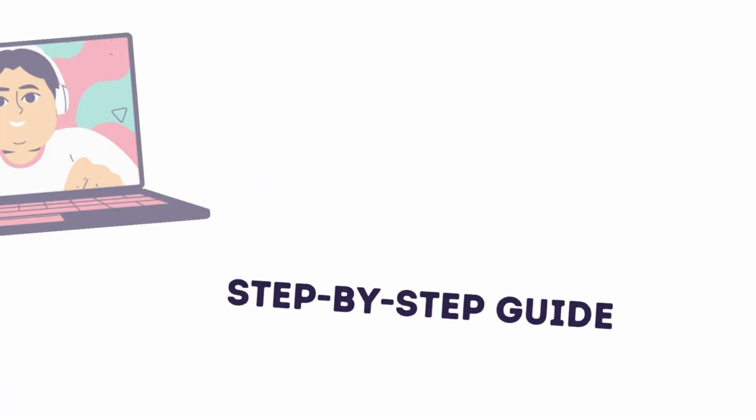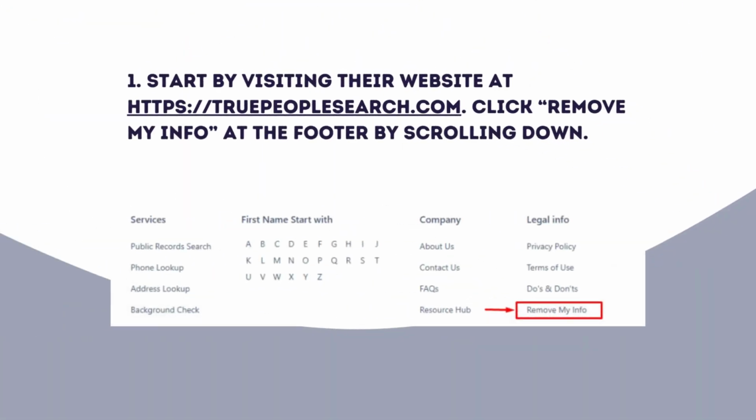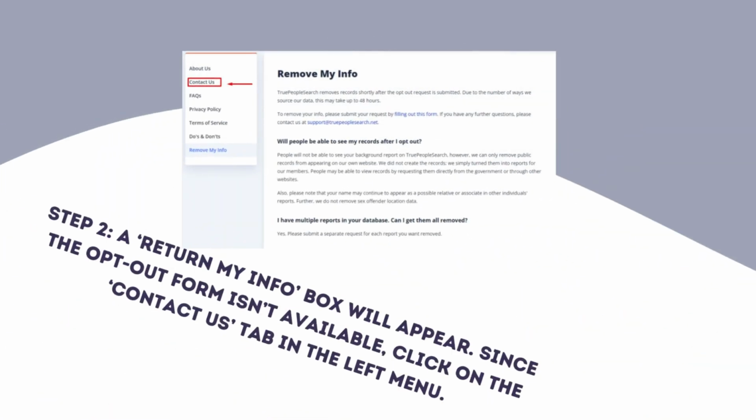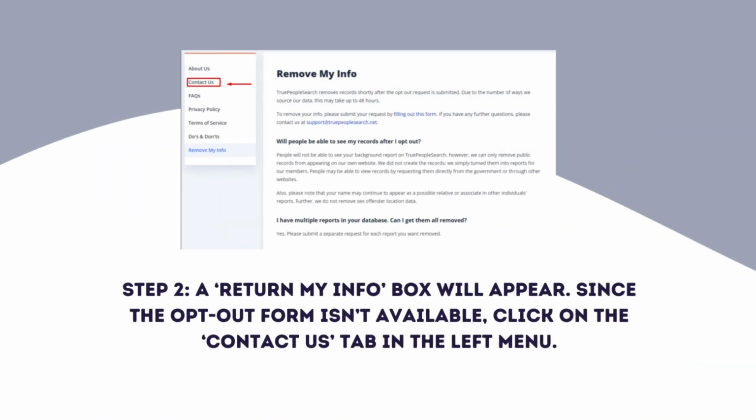1. Start by visiting their website at https://truepeoplesearch.com. Click Remove My Info at the footer by scrolling down. 2. A box titled Remove My Info will appear. You can see here that you must complete their opt-out form, which is not available on their website. However, you can select the Contact Us tab from the menu on the left.